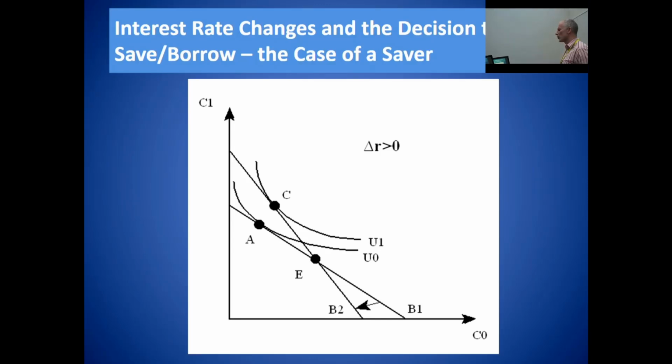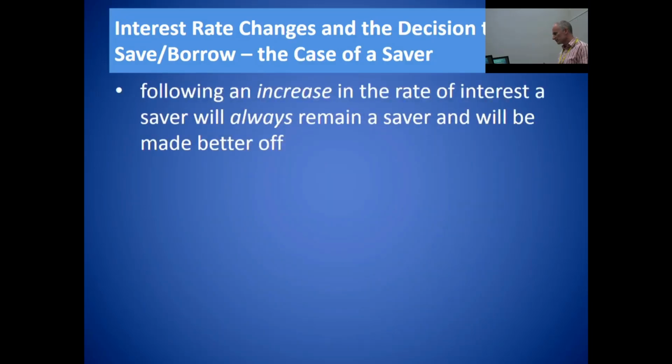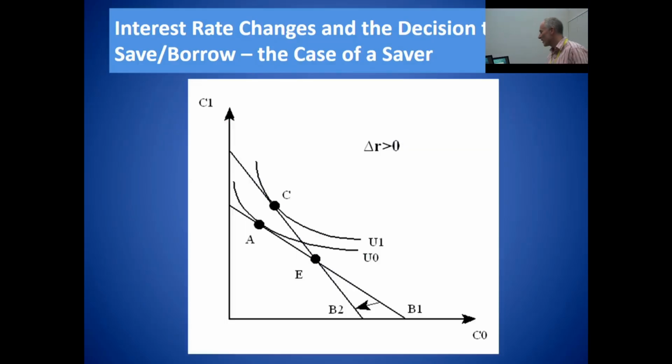Well, it tells us two important things. Firstly, following an increase in the rate of interest, a saver will always, no ambiguity, will always remain a saver and will always be better off. That absolutely never, ever changes. And that's what we saw from the previous diagram. I'll put that definition in front.